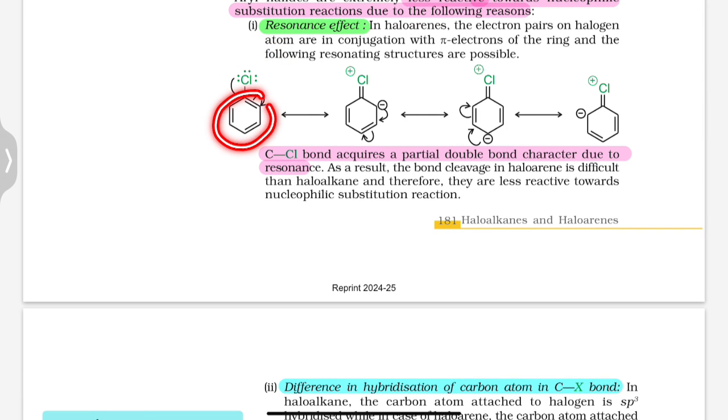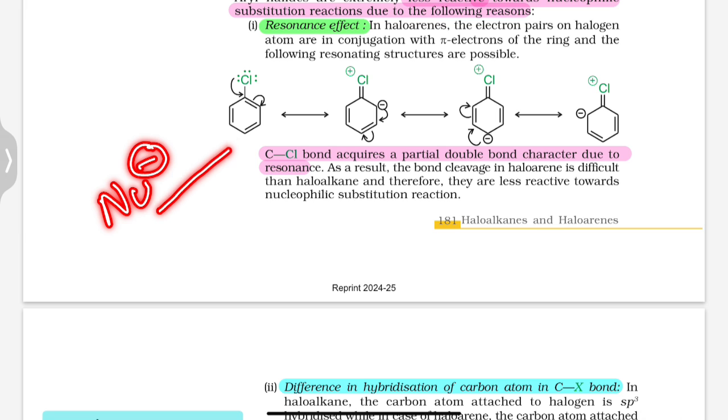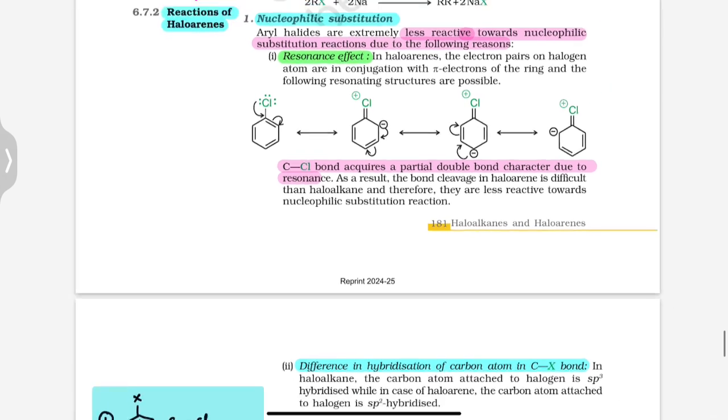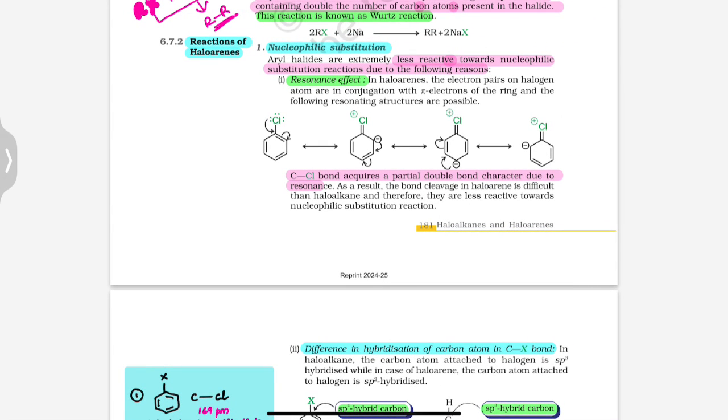You know that inside the benzene ring there are double bonds, so the benzene ring is electron rich. The nucleophile is also electron rich. If both are electron rich, they will repel each other instead of attracting. Therefore nucleophilic substitution becomes very difficult. So these are the four possible reasons why haloarene will not show nucleophilic substitution reaction.